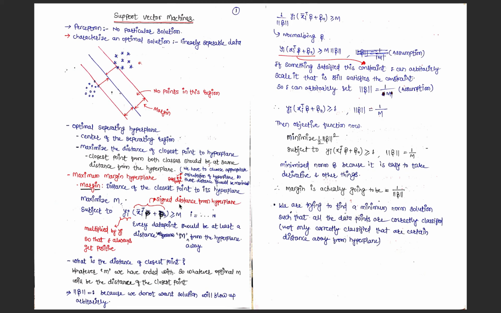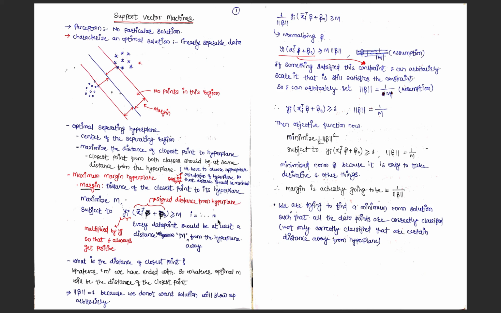So we can say that we need a maximum margin hyperplane. What is margin? The distance from the closest point to the hyperplane is called the margin. Our objective is to maximize m subject to yi multiplied by xi transpose beta plus beta naught being greater than or equal to m. What is m? The margin. And xi transpose beta plus beta naught is the signed distance from the hyperplane.